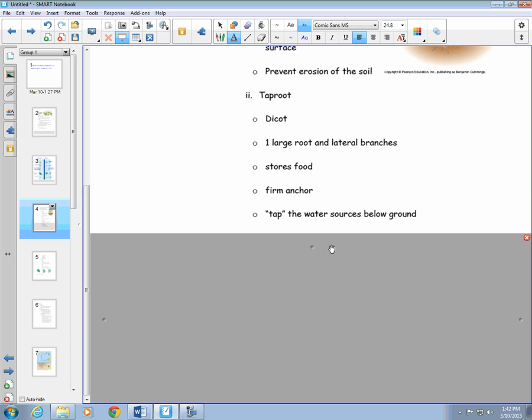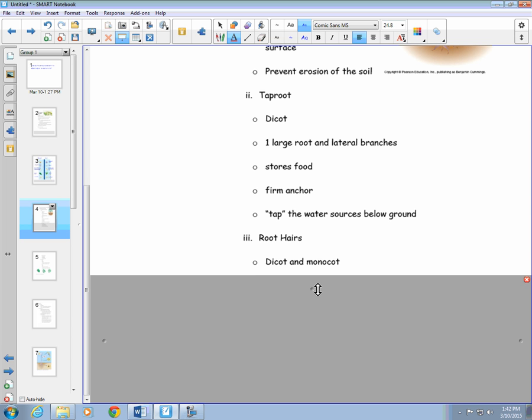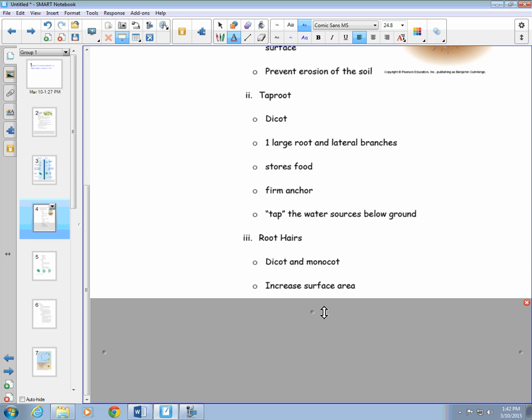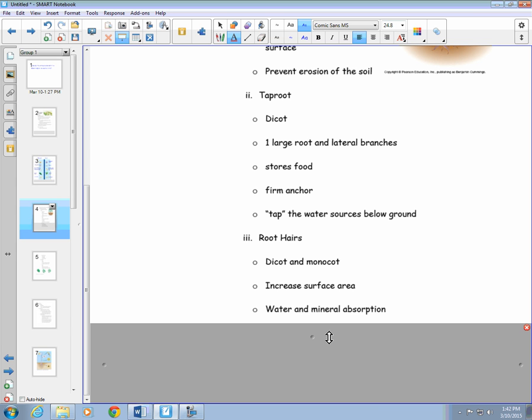No matter what kind of root system a plant has, whether it be a taproot or a fibrous root, they both will have root hairs. So dicots and monocot plants will have root hairs. Root hairs, their whole purpose is to help increase surface area so that the root can absorb more water. And not only are they absorbing water, but they also help to absorb minerals, which are another important ingredient when carrying on photosynthesis.